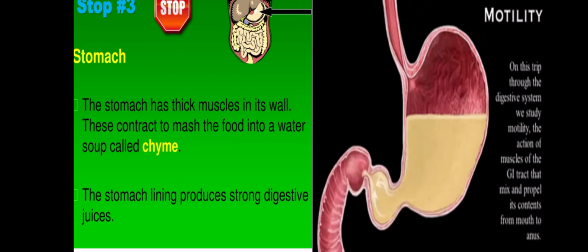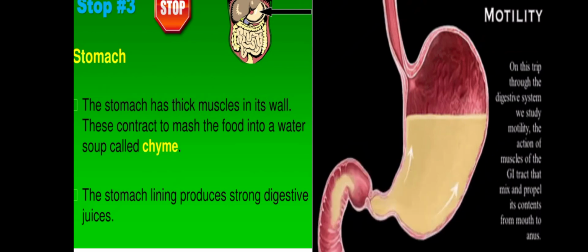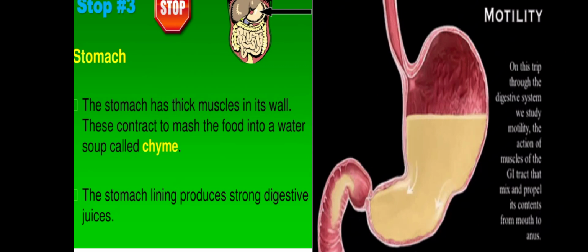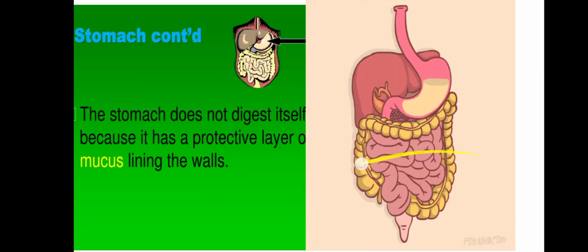The stomach has a digestive juice that is known as hydrochloric acid. The stomach doesn't digest itself because it has a protective layer of mucus lining the walls. So class, this is all we'll be learning for today.